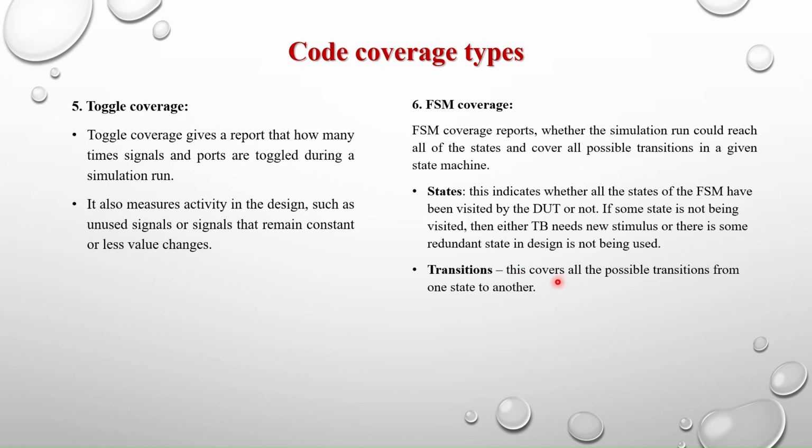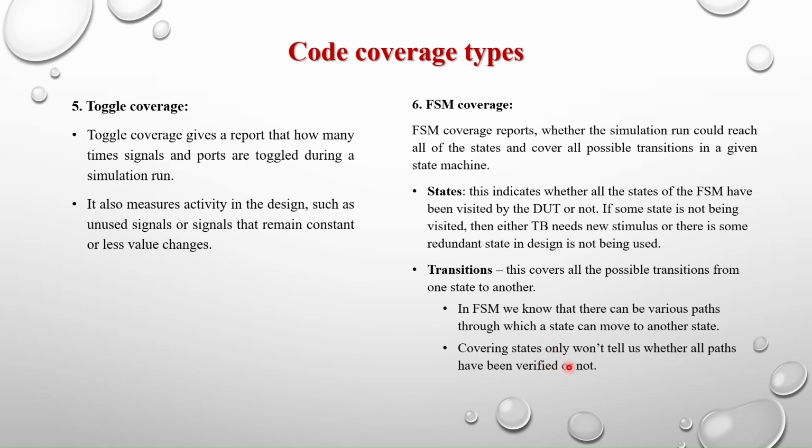Transition means this covers all possible transitions from one state to another. Transitions are nothing but the paths to reach from one state to another. In an FSM there can be various paths through which a state can move to another state. For example, in APB we have three states: idle, setup and access, right? To reach from idle to access, there are two ways. You can directly reach from idle to access, or you can go from idle to setup and then access. I'm just giving an example. Covering states alone won't tell us whether all paths have been verified. That's why we need to cover transitions also. This will be covered by FSM coverage.